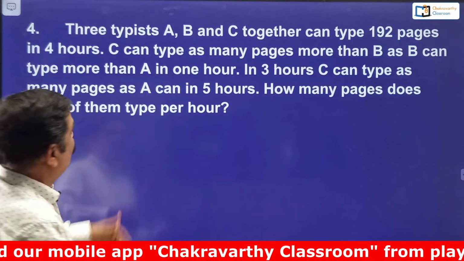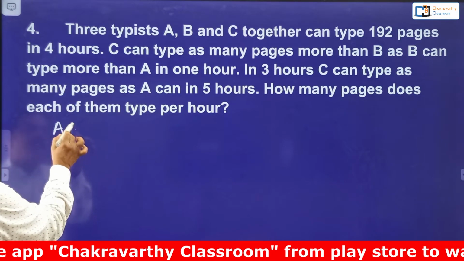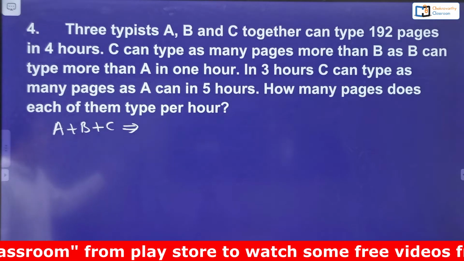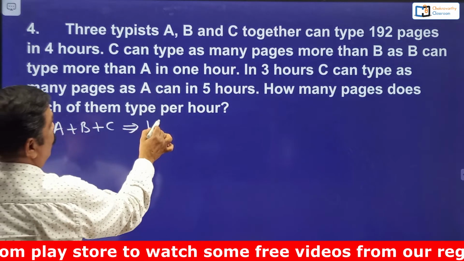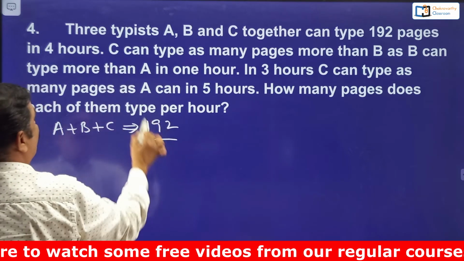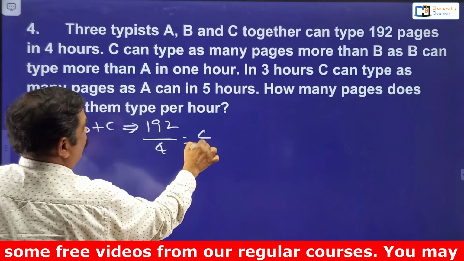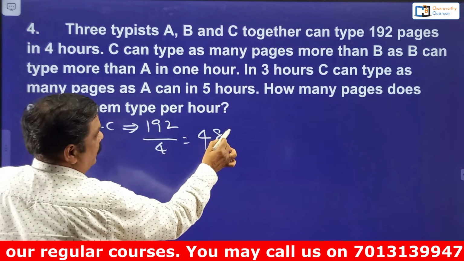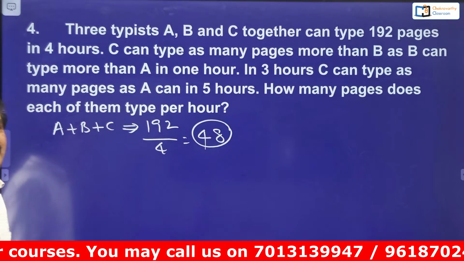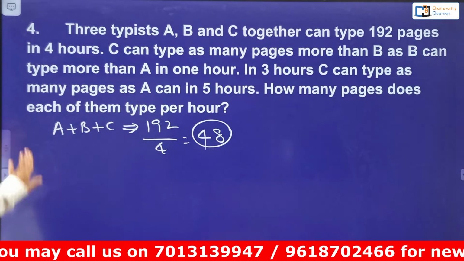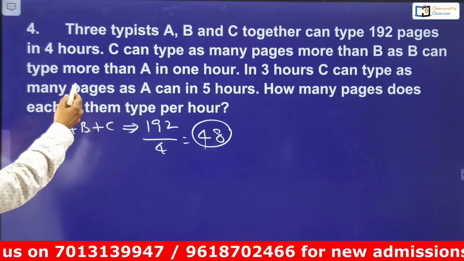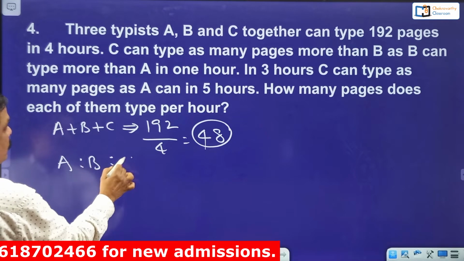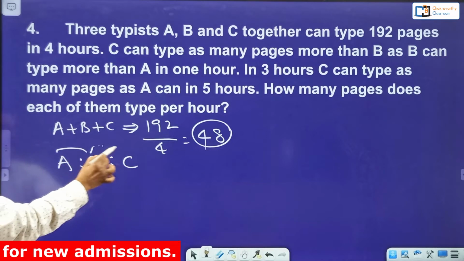Same thing. I'm doing it very quickly, students. A, B, C can type how many pages in 1 hour? 192 in how many hours? 4 hours, so divide by 4. 4 fours are 16, then 4 eights are 32, so 48 pages per hour, all the three together. Now the comparison here, you see, students, the same comparison: A is to B is to C. The difference should be the same.